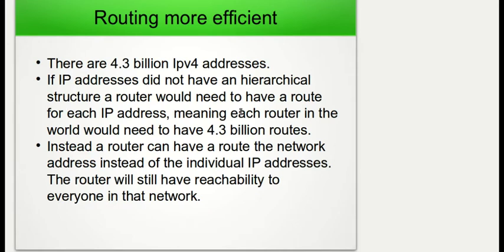Now, there are 4.3 billion IPv4 addresses. If IP addresses do not have a hierarchical structure, a router would have to have a route for each IP address, meaning each router in the world would have to have 4.3 billion routes. Now, the problem with having such a large routing table is that a routing table is stored in memory. Because it's stored in memory, with a large routing table the router has to spend more CPU cycles maintaining that table, changing it, so whenever a route is lost, whenever a route is gained, it's always changing it. And it costs CPU cycles in order to maintain that table.